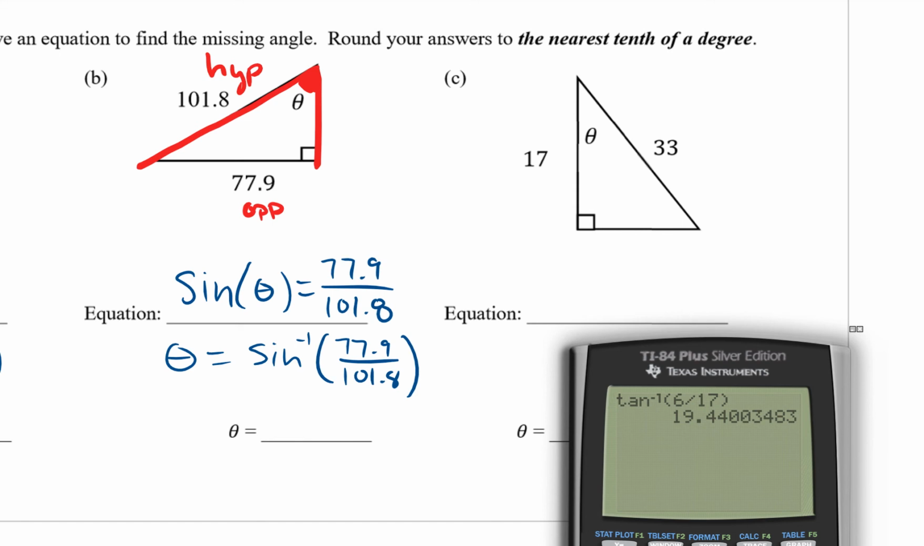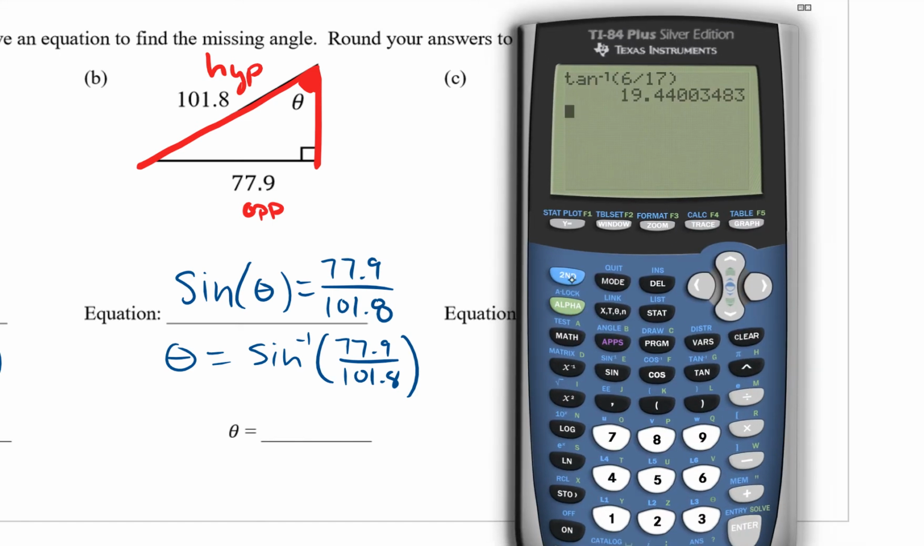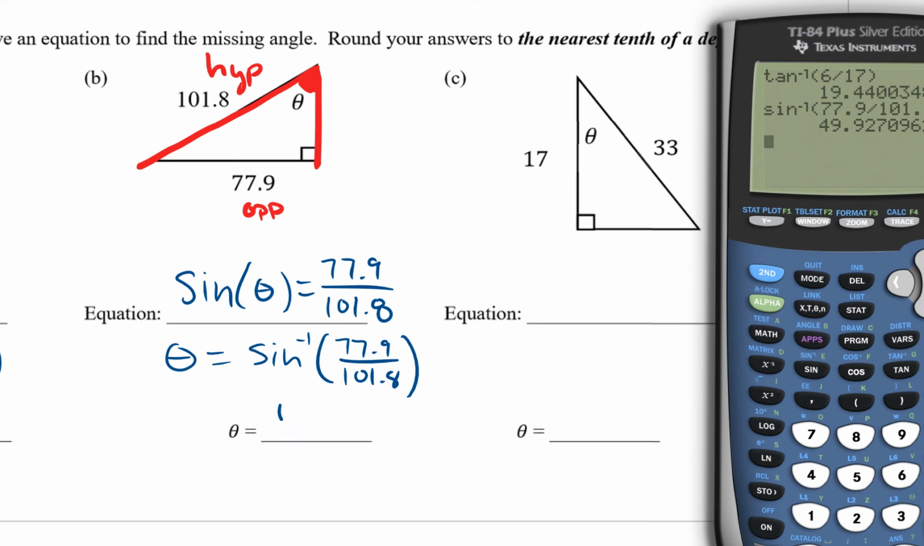So let's go ahead and evaluate that on our calculator. I'll press second, inverse sine, and 77.9, and I'm going to divide by 101.8. And when I do that, I'm looking at an angle of 49.9 degrees. So theta is 49.9 degrees.